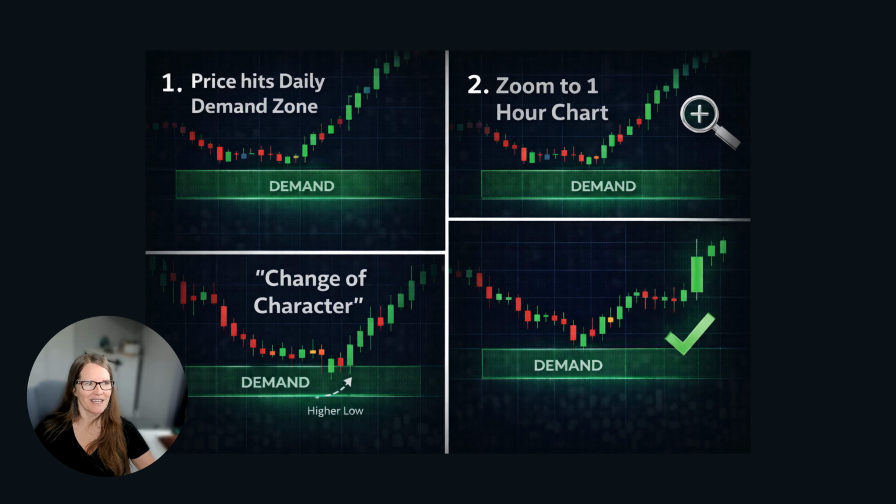My process is this. Number one, price hits a daily demand zone. Number two, I'm going to go down to a smaller time frame chart like a 1 hour or a 30-minute chart. Then I'm looking for the change of character. In a demand zone, I'm looking for a higher low and a break above the body of that candle. In a supply zone, I'm looking for a lower high and a break below the body of that candle. When those conditions are met, that gives me my high probability entry.